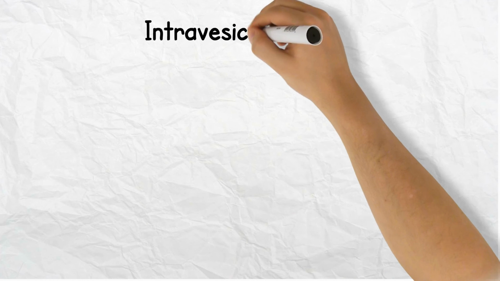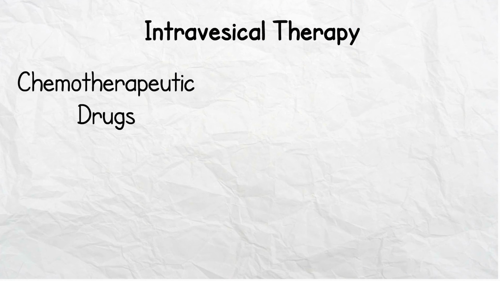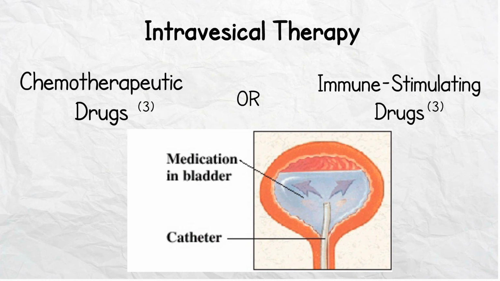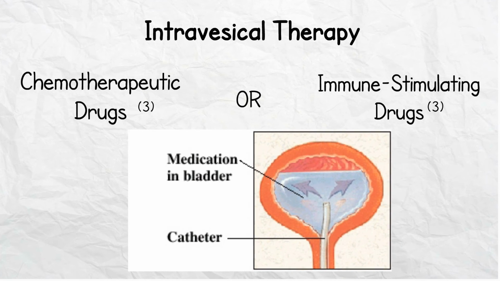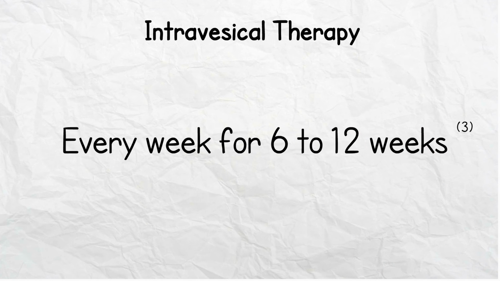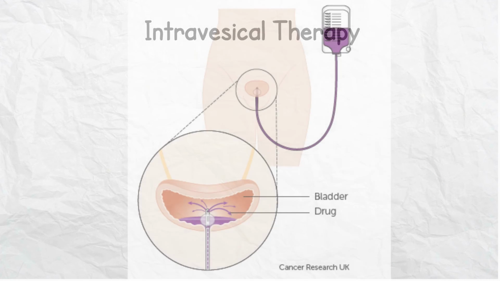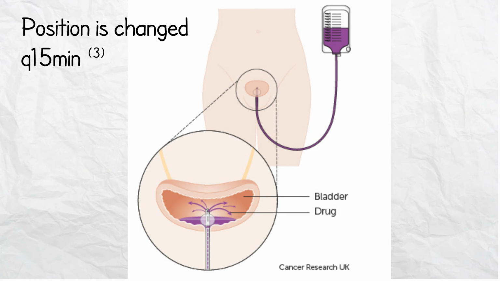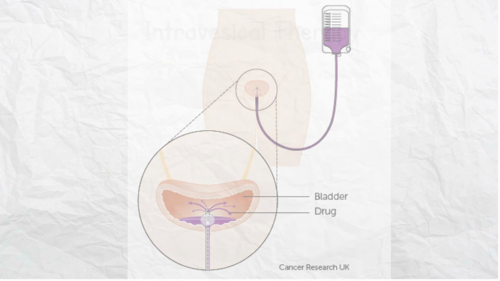Finally, intravesical therapy involves inserting chemotherapy or immune-stimulating drugs directly into the bladder via a urethral catheter. This is usually done every week for 6 to 12 weeks. The drugs are retained in the bladder for about 2 hours, and the patient's position is changed every 15 minutes to fully cover the bladder's interior surface.